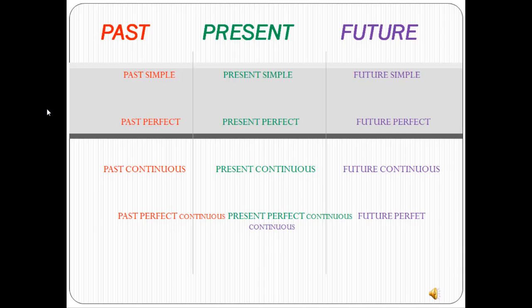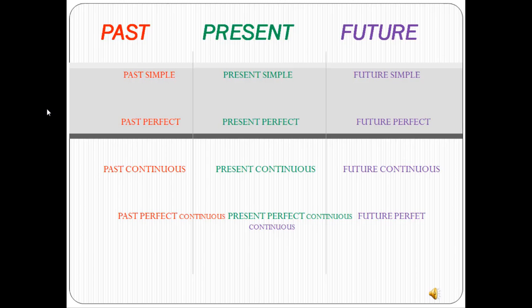Before we get into the lesson, here is the chart showing all the tenses. There are three types of tenses: past, present, and future. And each tense has four aspects: simple, continuous, perfect, and perfect continuous. So when we combine all, we get 12 tenses in English.